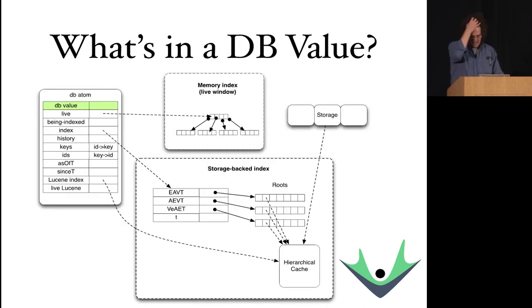A database value is essentially a pointer to a couple of things. It's a pointer to the live tree in memory, which represents everything that's happened since the index on disk was made. So you have a persistent in-memory sorted set that you merge with the one off disk. So you have a pointer to the memory one, a pointer to the disk one.